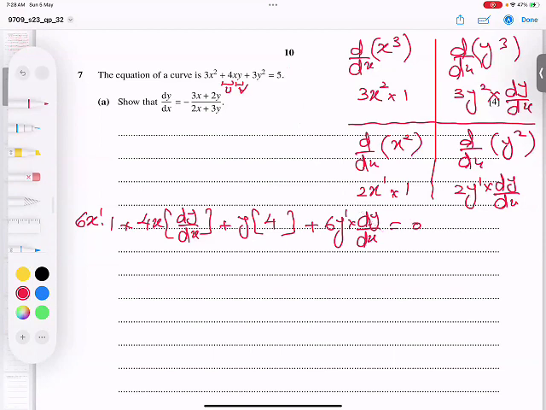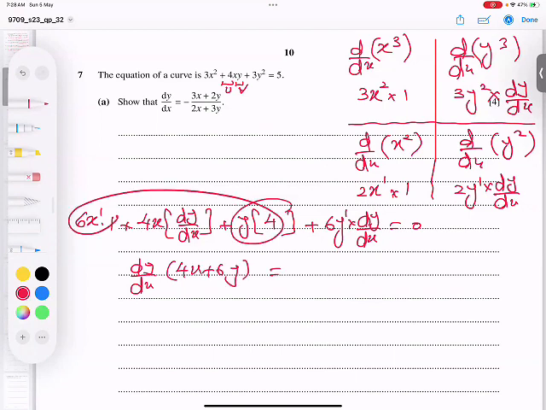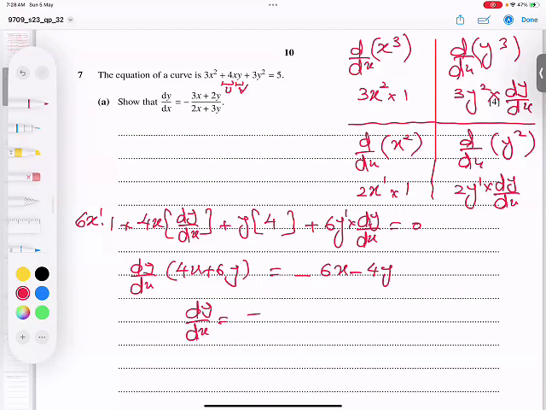Now, how many dy over dx terms do we have? You can see we have 2 dy over dx. So take it common, and what we get finally is 4y and 4x and 6y. These two values will go on the right-hand side and become negative 6x, negative 4y. So finally, dy over dx equals negative 6x over negative 4y.